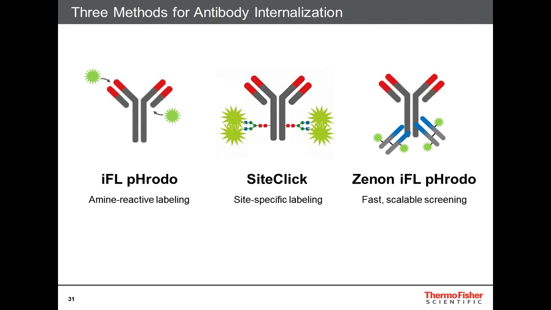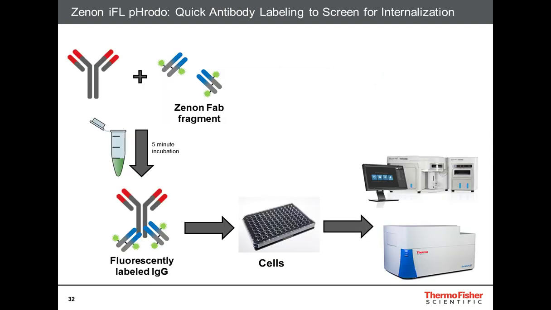But if we're screening antibody clones for those that internalize, we need a different approach. And so let me tell you about Zenon IFL-Frodo, which is designed for fast and scalable screening of antibodies to determine which clones internalize. Now, Zenon IFL-Frodo is a specially engineered Fab fragment that we have developed and pre-labeled with either our IFL-Frodo green or IFL-Frodo red dyes. Critical that the IFL-Frodo was used to make these to maintain their solubility in solution.